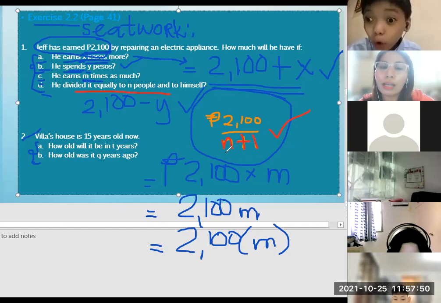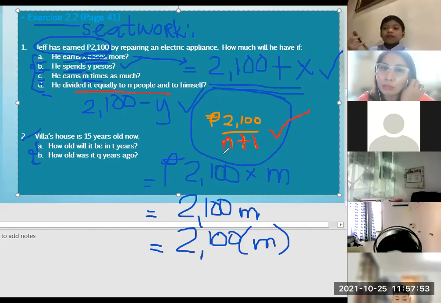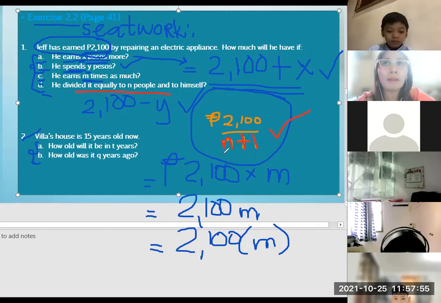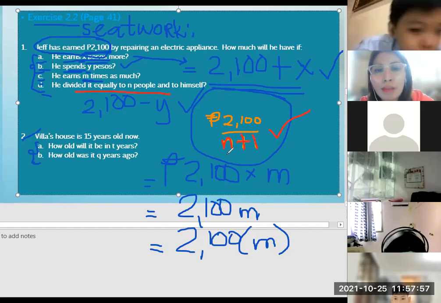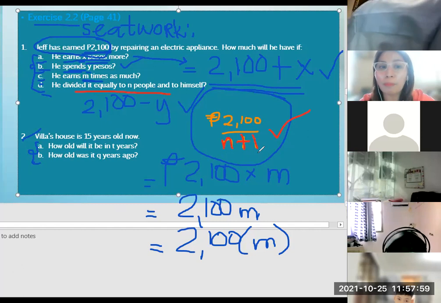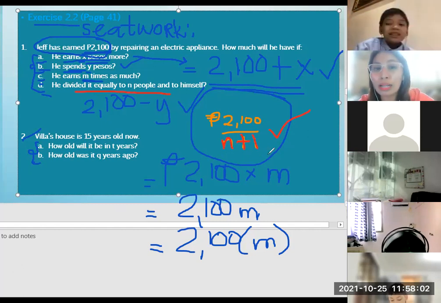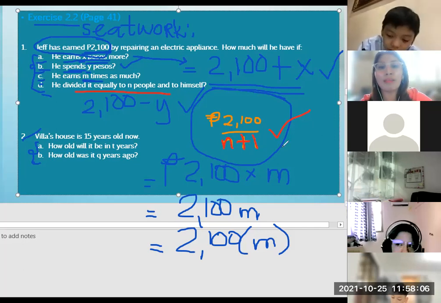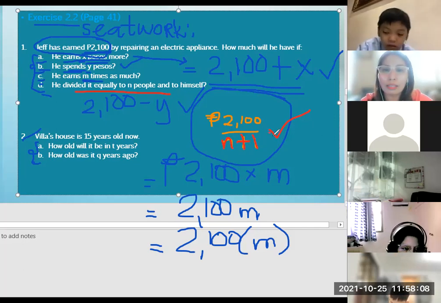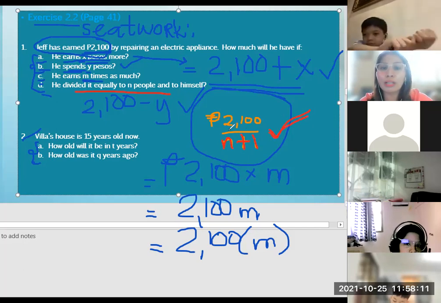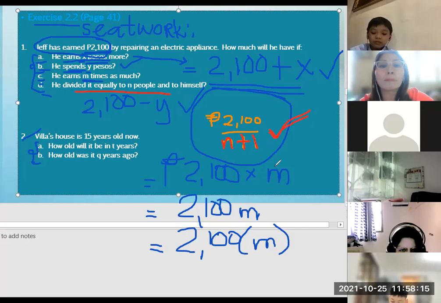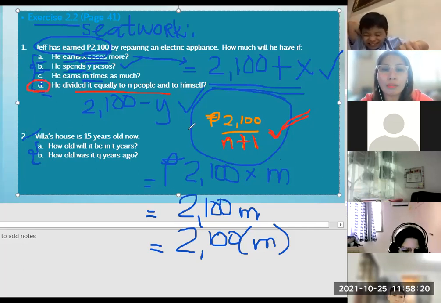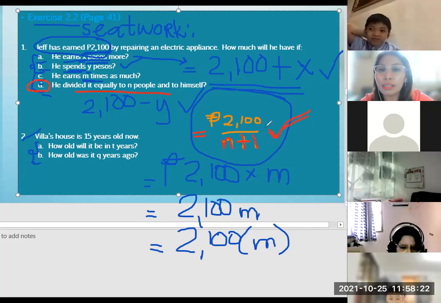So N represents a value. Let's say there are 10 people, plus 1, which is Jeff. So they are all 11 now. So we divide 2,100 by 11. Something like that. So 2,100 over N plus 1 is the correct equation for letter D. Very good.